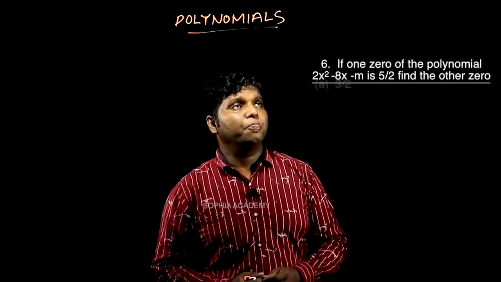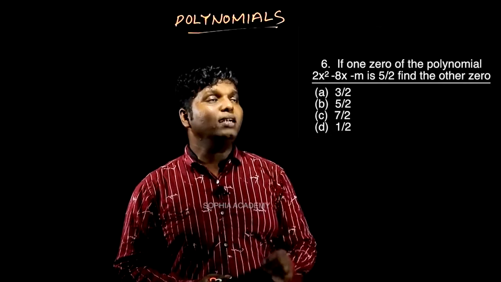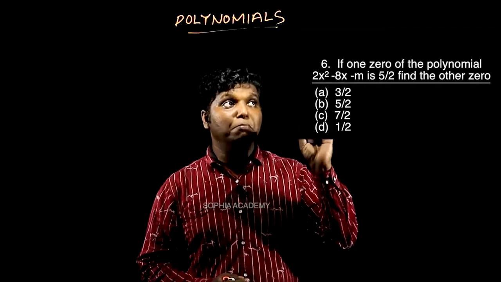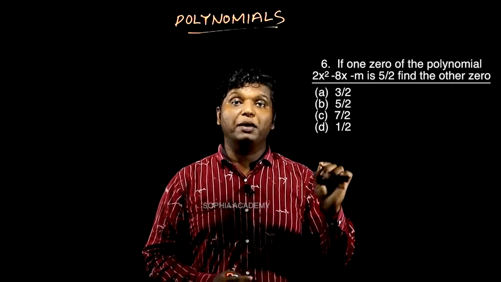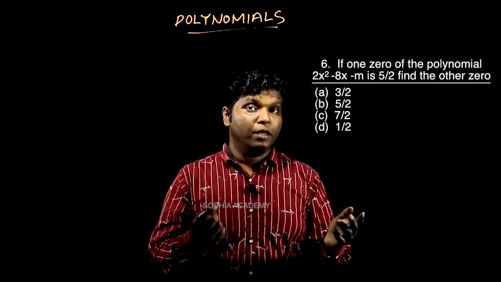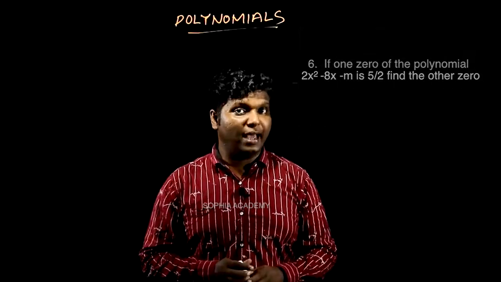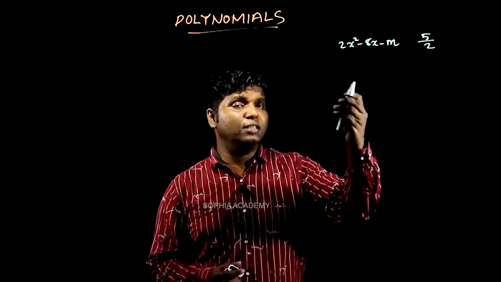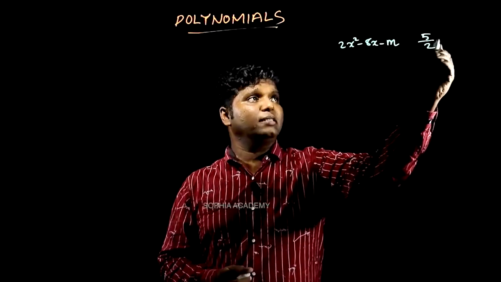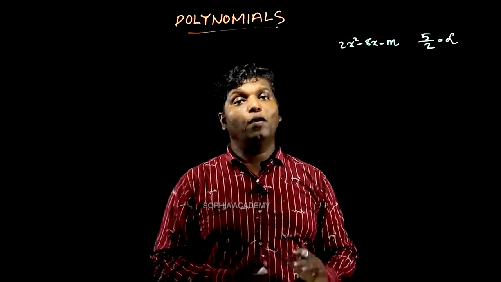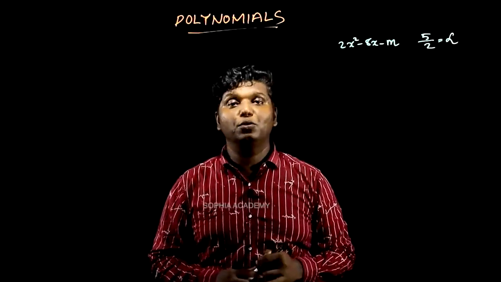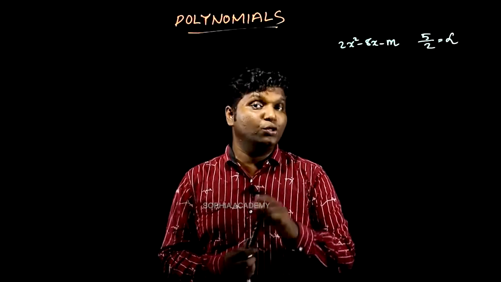So here you can see, if one zero of the polynomial 2x square minus 8x minus m is 5 by 2, find the other zero. So you know that a quadratic polynomial has 2 zeros. One of the zeros is given. So simply we can mention like this, let this be alpha, right? We are simply taking this as alpha. So what we have to find, the next one, is beta.